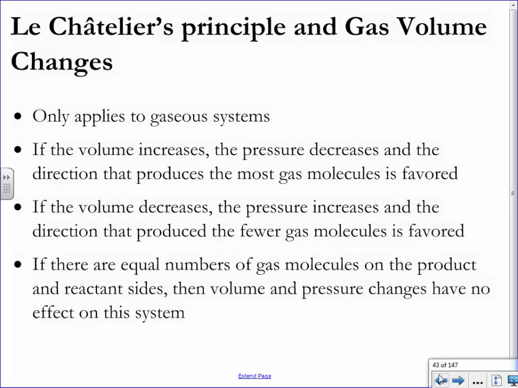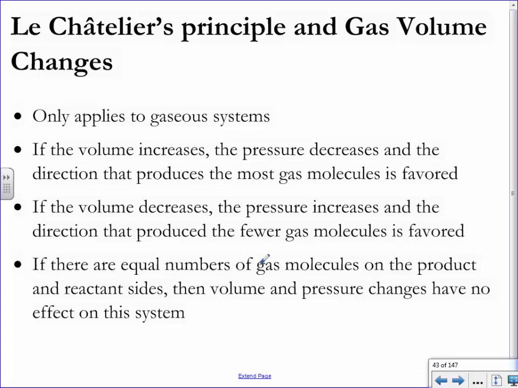Let's talk about gas volume changes then. This is where you either make the bus bigger or make the bus smaller. So you change how much room there is. If you make the bus bigger, which way is it going to shift? Towards the bus, because there's more room there, right? If you make the bus smaller, it's then going to shift away, right?